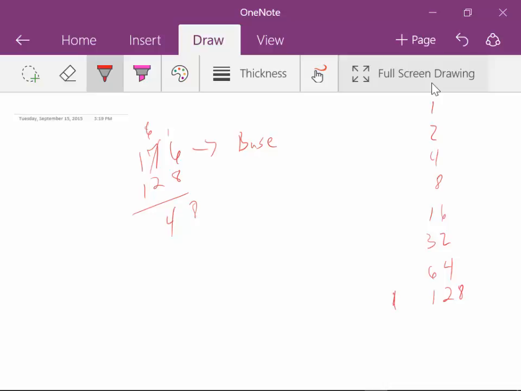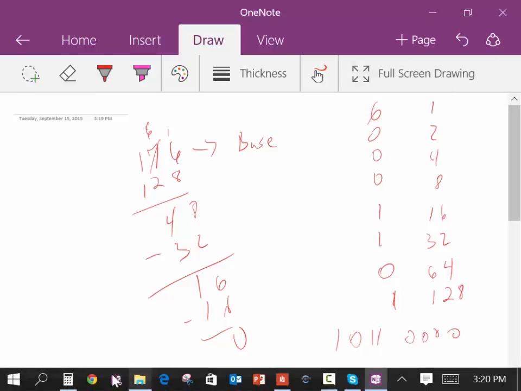Can I subtract 64? No. So I put a 0 there. Can I subtract 32? Yes, minus 32. So I'm left with 16, right? So 1, and then I can just go ahead and put the rest zeros here, because if I subtract the 16, I'm left with zeros. So the answer is 1, 0, 1, 1, 0, 0, 0, 0.